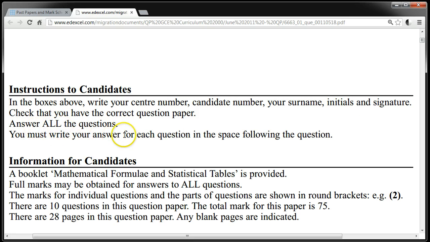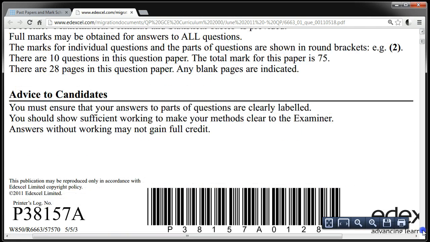Answer all questions. So you must write answers for each question in the space following the question. There's plenty of space. There's a mathematical formula booklet and statistical tables too. Full marks may be obtained for answers to all questions, so that all will have to be tried if at all possible. And the marks on the right hand side indicated 10 questions in this paper, 75 marks, 28 pages. So let's have a look then.